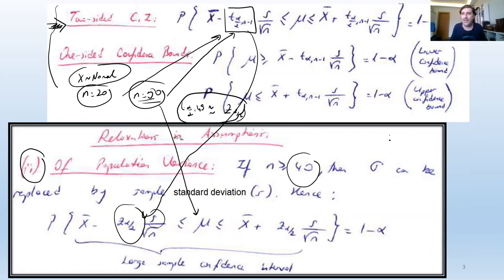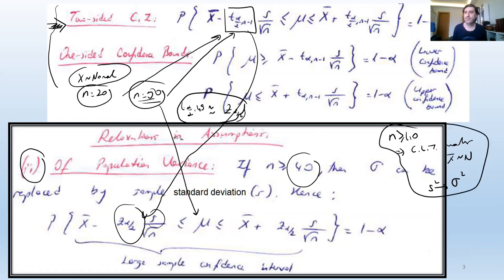So let's put it that way. n is greater than 40. In this case, the central limit theorem works, so x bar is normally distributed, and you can use the sample variance s squared instead of the population variance. This is what it says. If x is not normal.